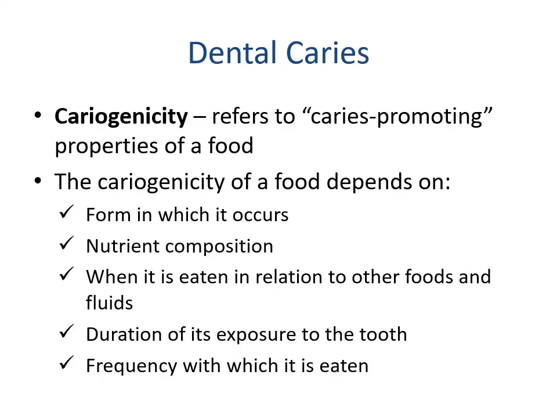So one thing we have to look at is cariogenicity, which is the caries-promoting properties of a food, or what makes a food more likely to cause a cavity. So the cariogenicity of a food depends on the form in which it occurs, the nutrient composition, when it is eaten in relation to other foods and fluids, the duration of its exposure to the tooth, and the frequency with which it is eaten.